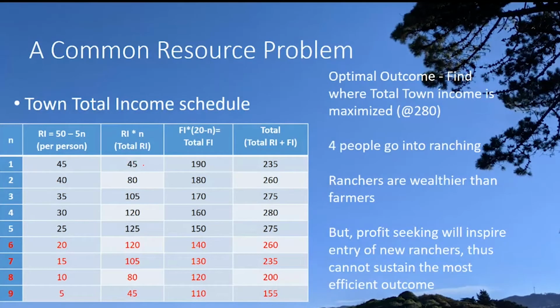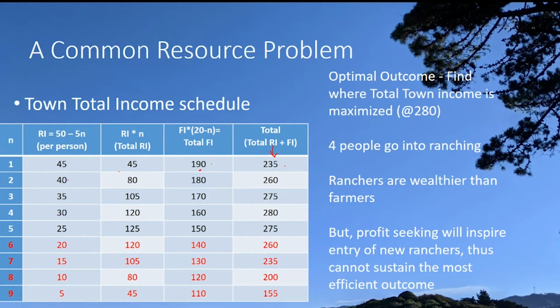So we're going to take rancher income times the number of ranchers, that's 45. We're going to take the remaining number of workers, which is 20 minus 1 in this case. That's going to be 19. We're going to multiply that by 10 to get 19 times 10 is $190. We add these 2 up to get the last column here. Total rancher income plus farmer income, that's FI, is going to sum up to $235. Okay, so that's if one rancher goes into business and they stop there.